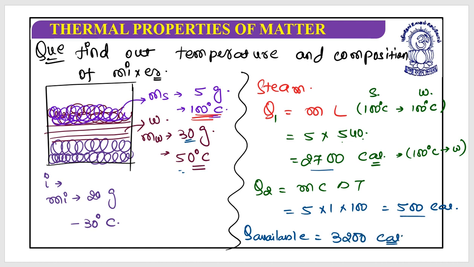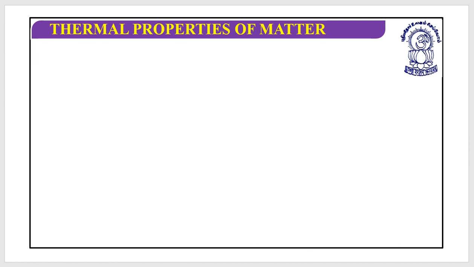This much amount of energy is available from the steam. So this is Q available by steam. I hope this is clear. Now what next? I need to write down the available energy by the water. So Q is equal to mc delta T. This is for 50 degrees Celsius to 0 degrees Celsius.